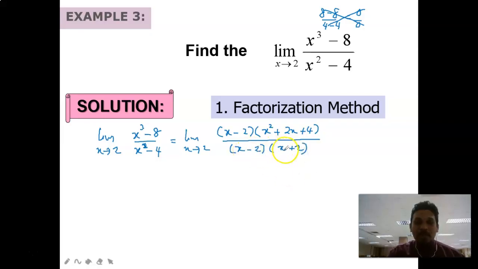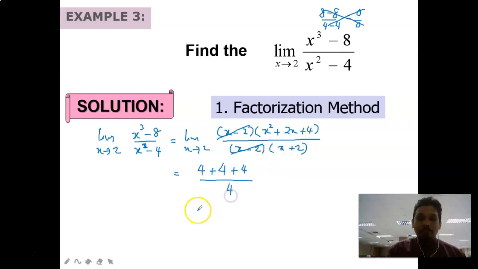x times x is x squared, 2x and negative 2x equal to 0, then negative 2 times 2 equal to negative 4. So look at this one here now. Clear these two. Then we substitute x equal to 2 into the function. 2 squared equal to 4, 2 times 2 equal to 4, plus 4, divided by 2 plus 2 equal to 4. So now it becomes 12 divided by 4, which is equal to 3.